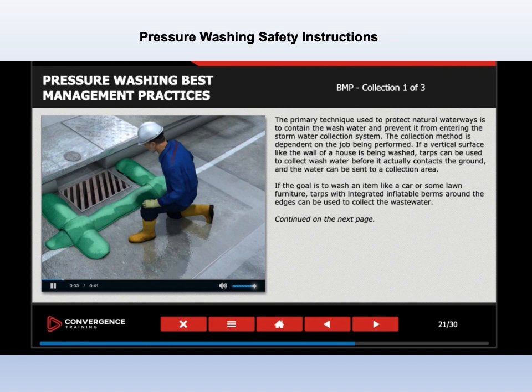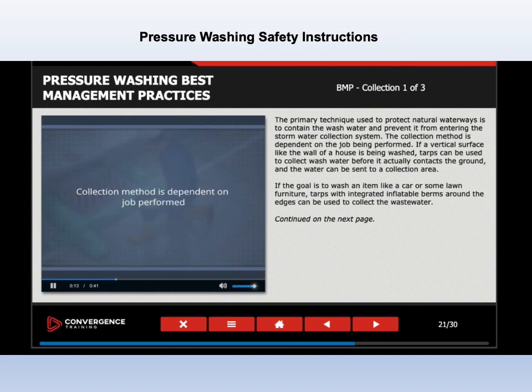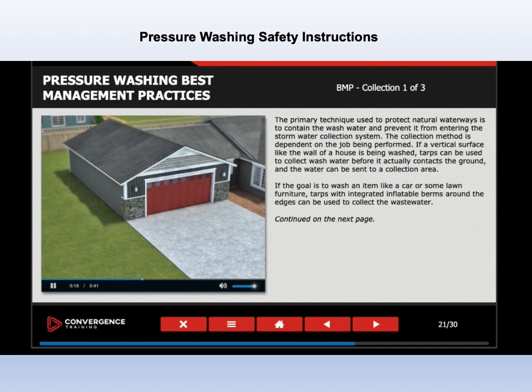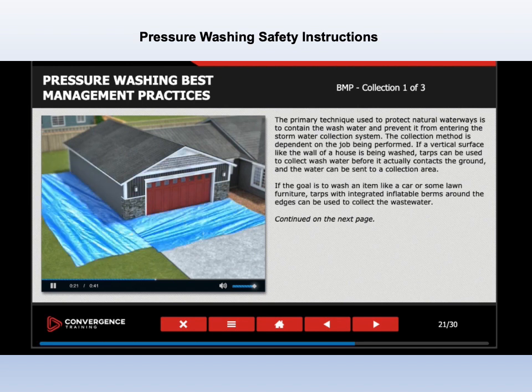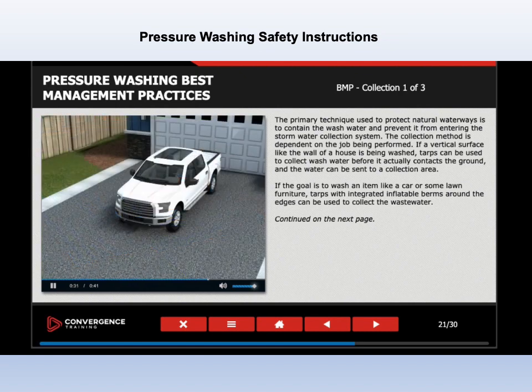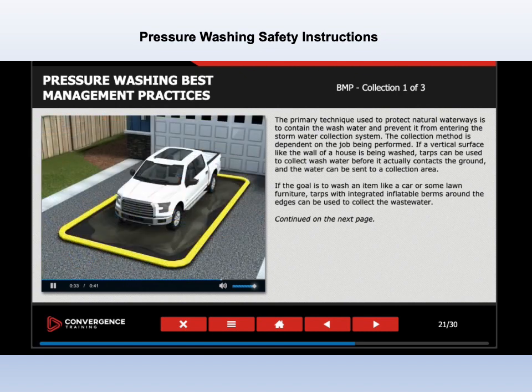The primary technique used to protect natural waterways is to contain the wash water and prevent it from entering the stormwater collection system. The collection method is dependent on the job being performed. If a vertical surface like the wall of a house is being washed, tarps can be used to collect wash water before it actually contacts the ground, and the water can be sent to a collection area. If the goal is to wash an item like a car or some lawn furniture, tarps with integrated inflatable berms around the edges can be used to collect the wastewater.